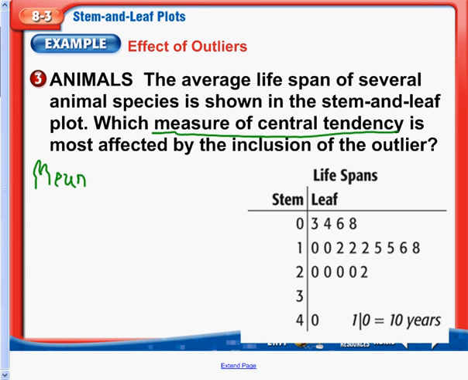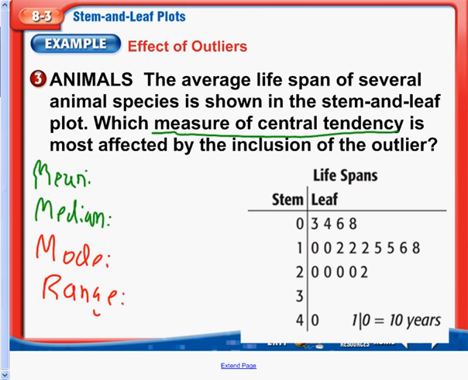Mean, median, and then lastly we've got mode. We can also include range, but more often than not, they won't count that as a measure of central tendency, because when we did cover that section, it was titled Measures of Central Tendency and Range. So we won't include range because that is typically not included in the vocabulary of measure of central tendency.